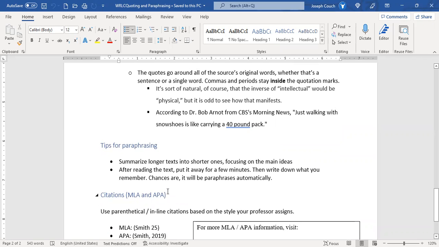Summarize longer rather than shorter. Put it away. That's right. In fact, I'd say put it away when you do your one sentence summary or paraphrase, then come back. It keeps you from keeping the language too similar.